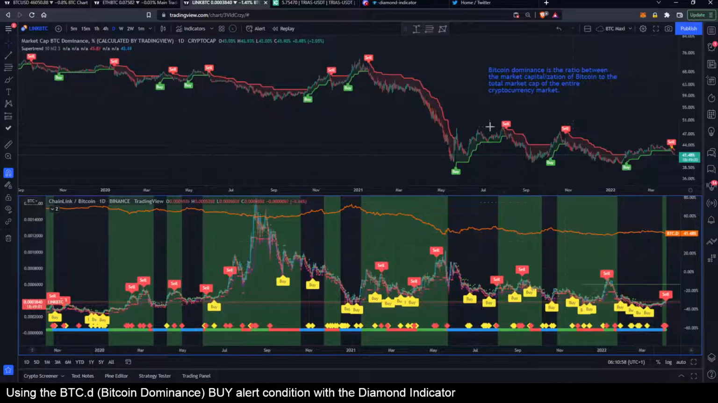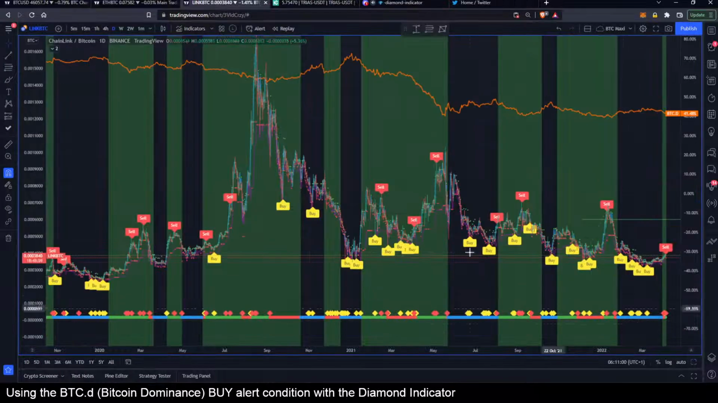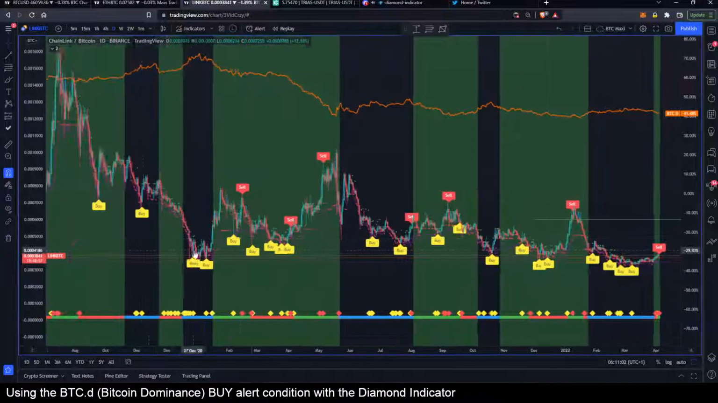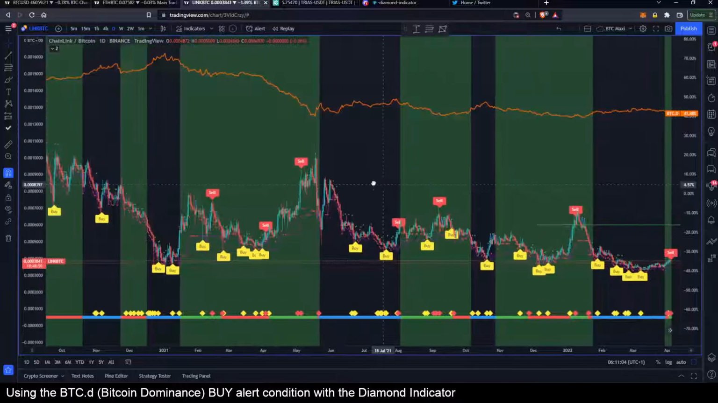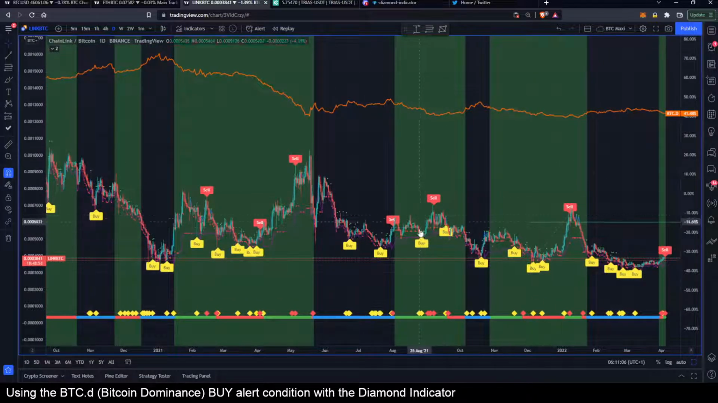I might just maximize this chart now. So now that you understand what we're actually looking at, we can see some patterns and how to further use the Bitcoin dominance downtrend with our buy indicator on the diamond indicator to trade Bitcoin pairs. We're looking at trading Chainlink versus Bitcoin, DOT versus Bitcoin, Ethereum versus Bitcoin, those types of pairs.